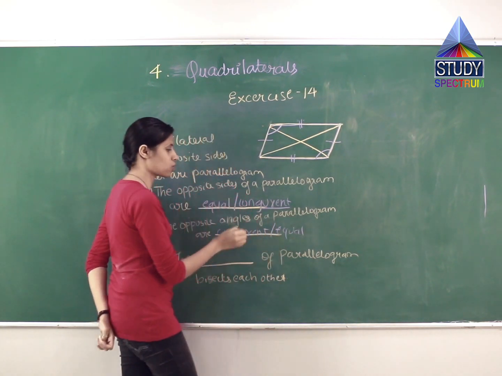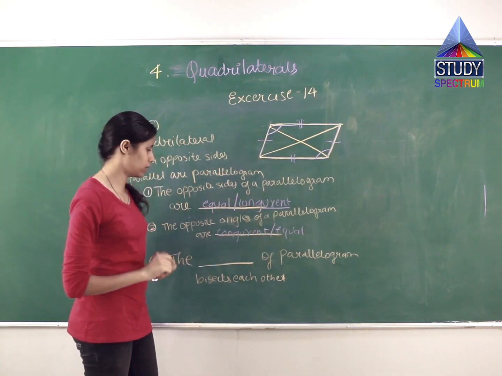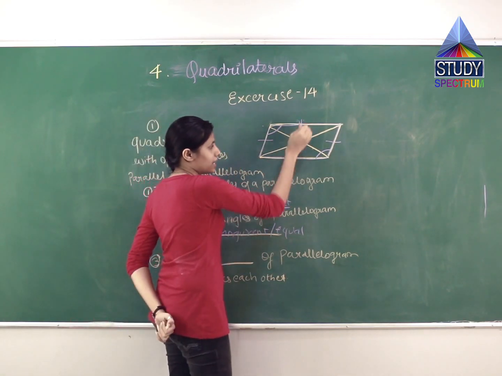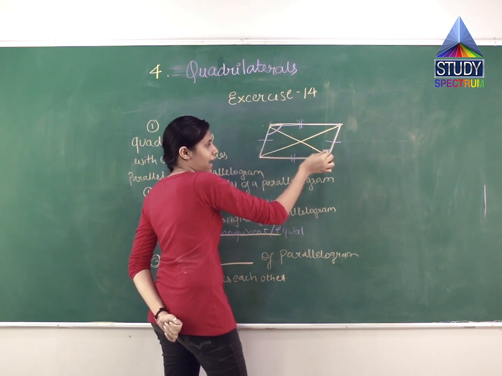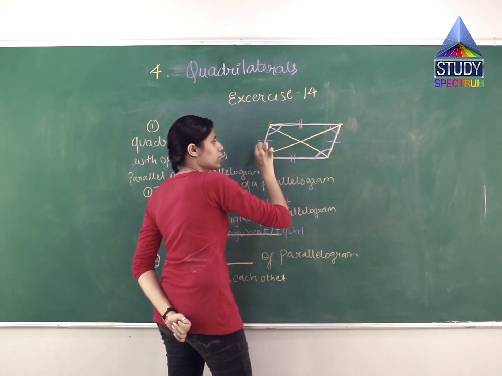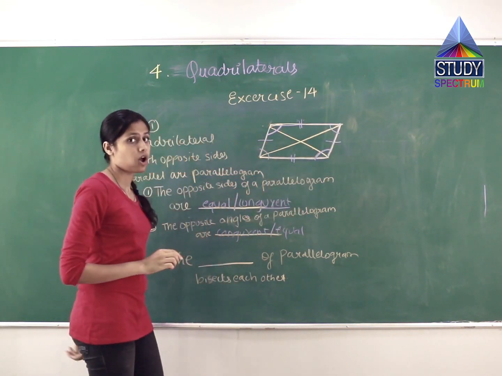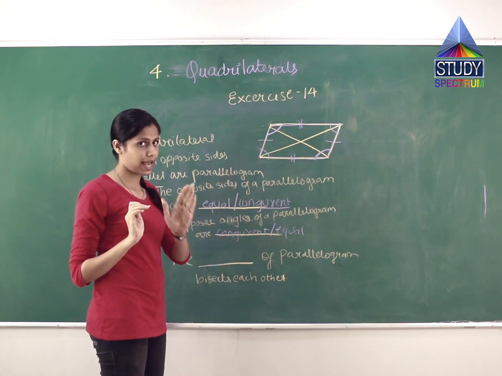So the answer to this question is: congruent or equal. The sides are equal in length and congruent to each other. Same with the angles. The opposite angles are also equal and congruent to each other. Opposite angles, not all the angles.